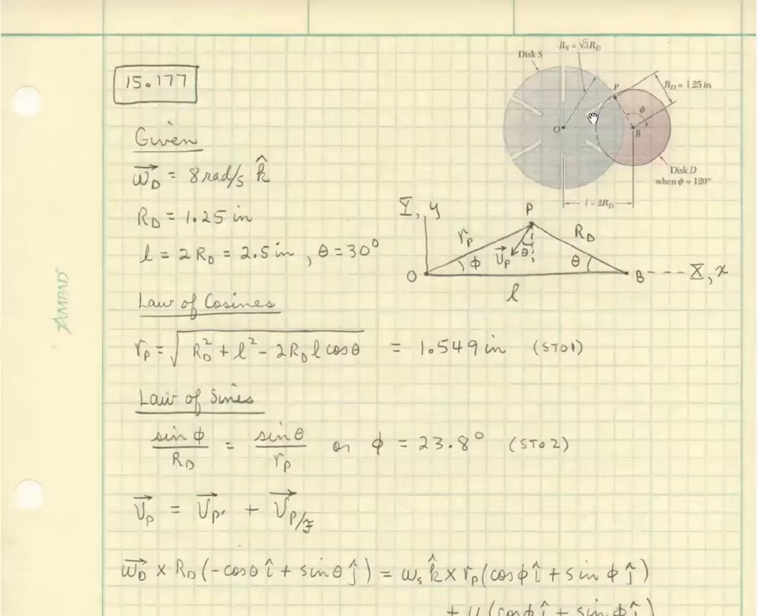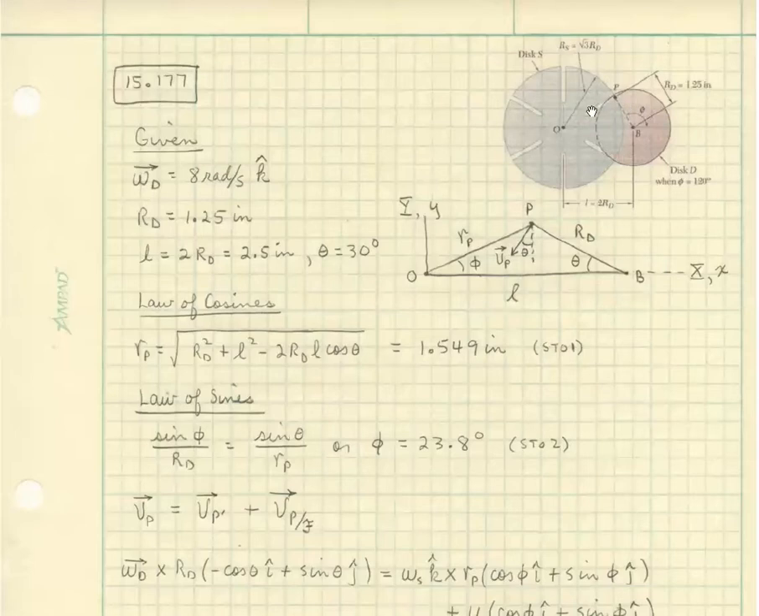15.177 involves this Geneva mechanism, which is composed of two disks. One is rotating at a constant angular velocity of 8 radians per second in a counterclockwise fashion. The other is a disk that only moves when this pin that's connected to disk D gets into one of these slots. It occurs whenever the angle here is 120 degrees.